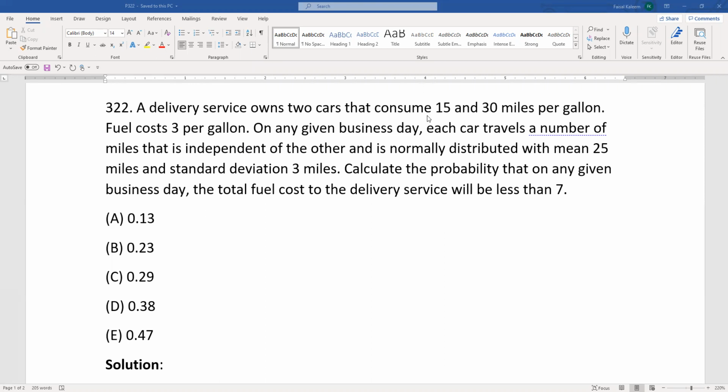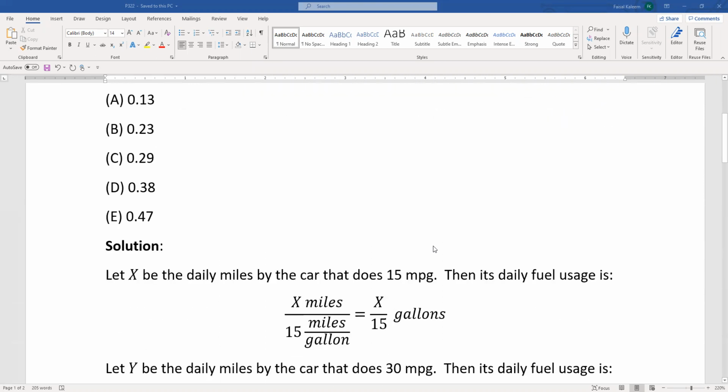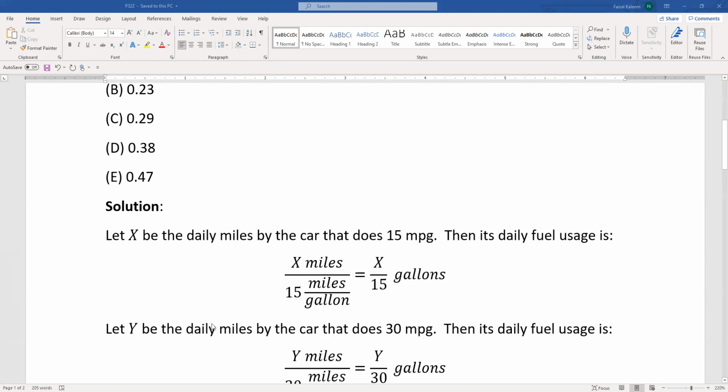So the mileages are 15 miles per gallon and 30 miles per gallon. And since we are given that the number of miles for each car is normally distributed, that will be our first variable. Let X be the daily miles by the car that does 15 mpg, and Y be the daily miles by the car that does 30 mpg.